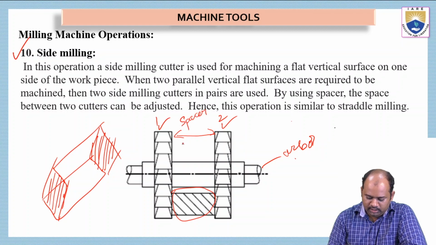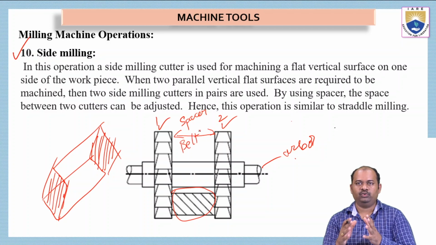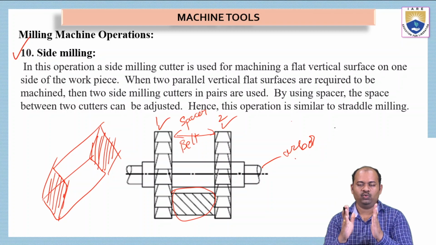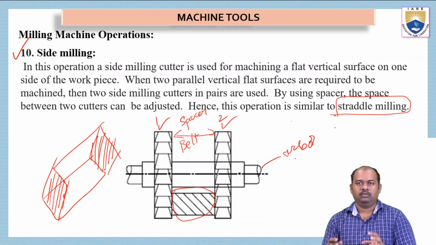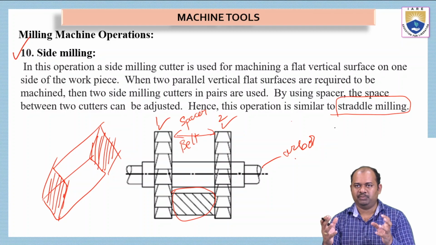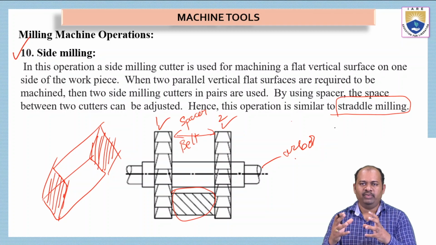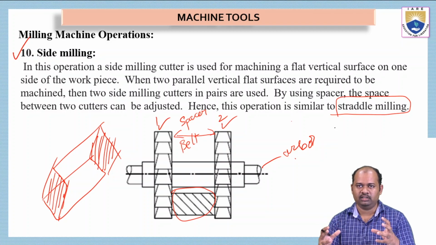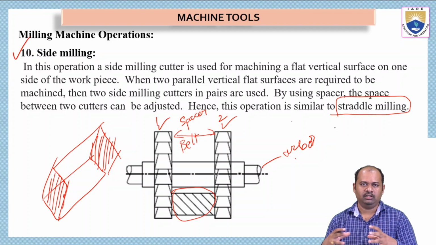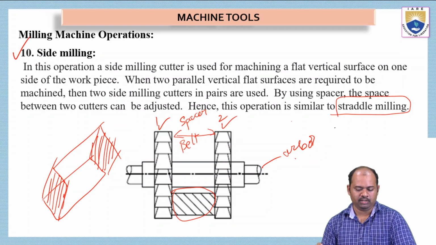This is also called a belt, which is placed between these two so that it will separate the distance between the two cutting tools. Hence the operation is similar to straddle milling. We saw straddle milling in the previous lectures, where the two cutters are separated with the help of a separator, that is also called a spacer. So the side milling is done to mill the sides of the workpiece, one side or both sides at the same time, by using two cutters. If one cutter is used, only one side will be machined. Okay, this is the side milling process.